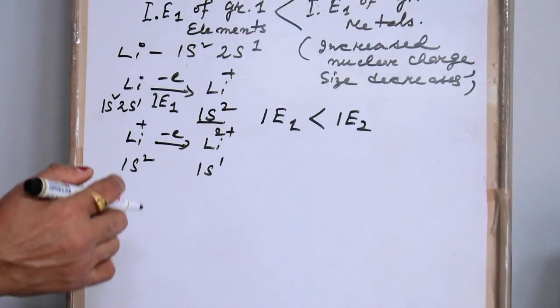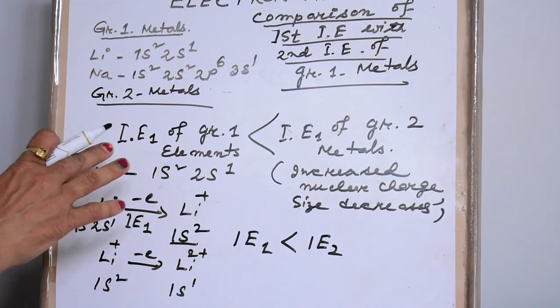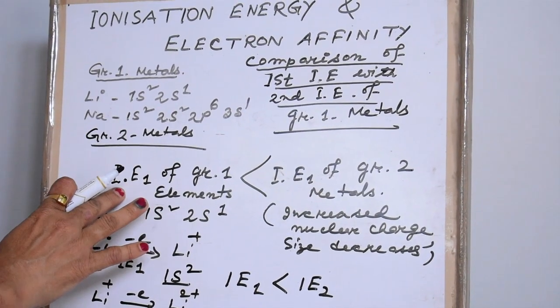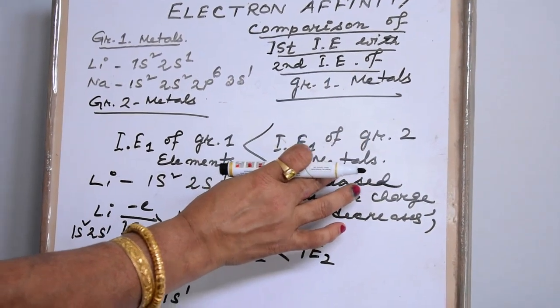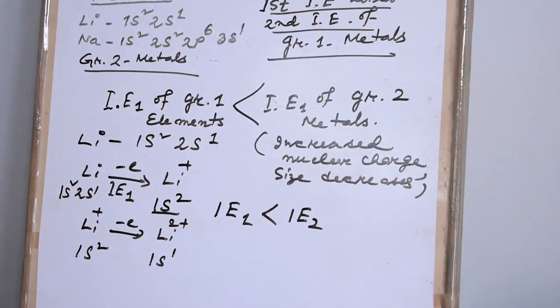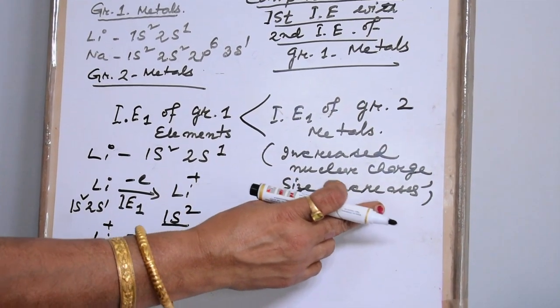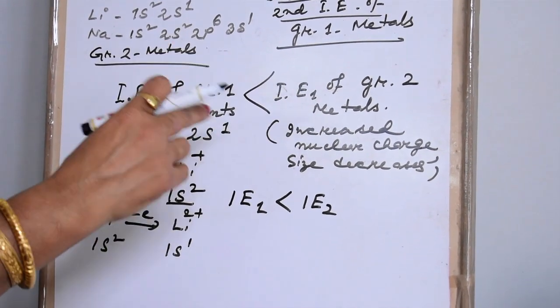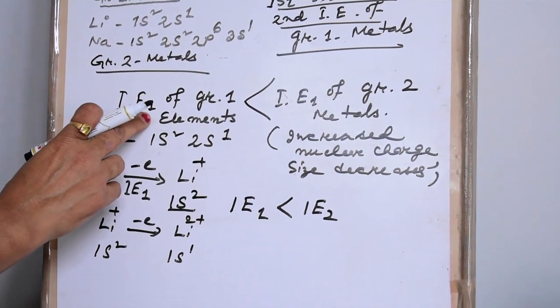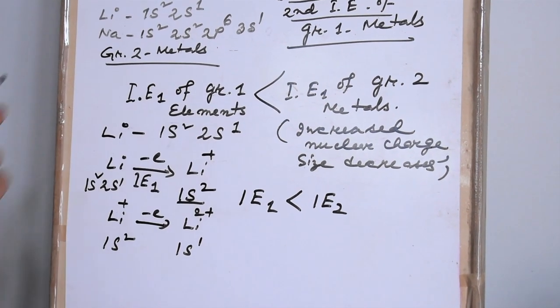If we see the comparison of first ionization energy of group 1 elements or metals with group 2 elements or metals, we see that for the group 2 metals, the ionization energy 1 or first ionization energy is double the ionization energy 1 for the group 1 elements.